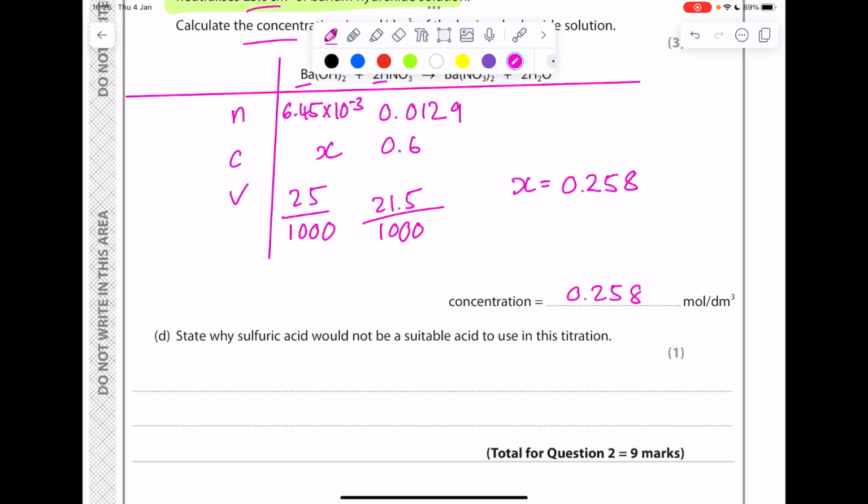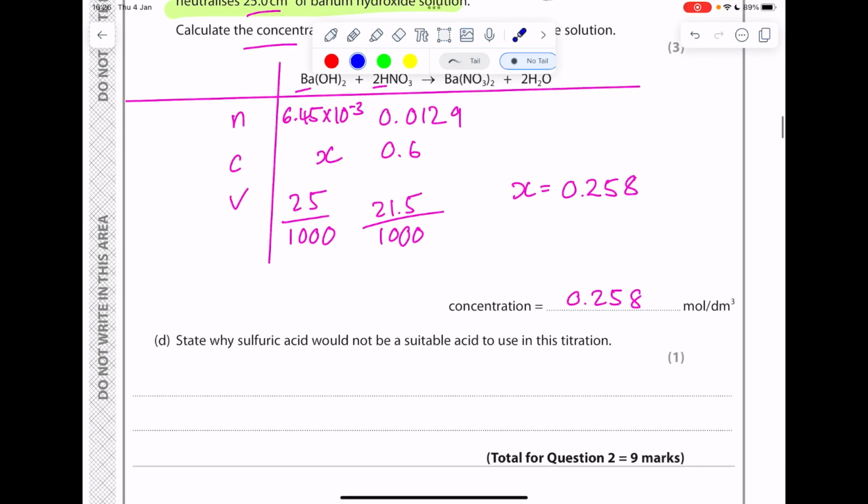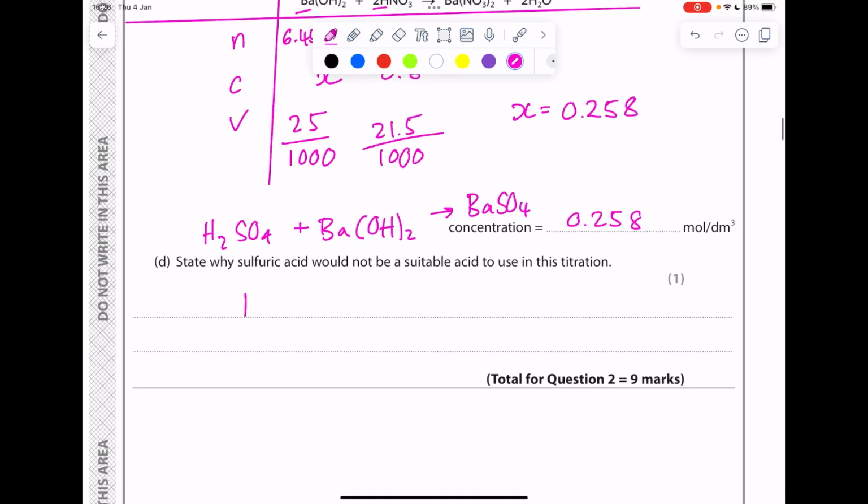State why sulfuric acid would not be a suitable acid to use in this titration. Just have a look at this salt that we make. It's a nitrate, which means it's soluble. If you were to use sulfuric acid, it would make barium sulfate, which is an insoluble salt. Which we don't want. We don't want that solid forming in that conical flask.